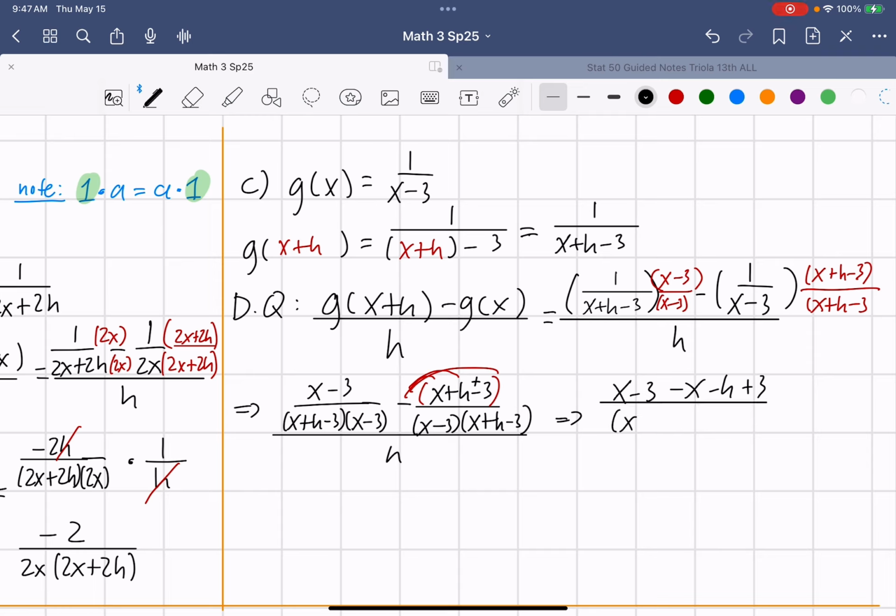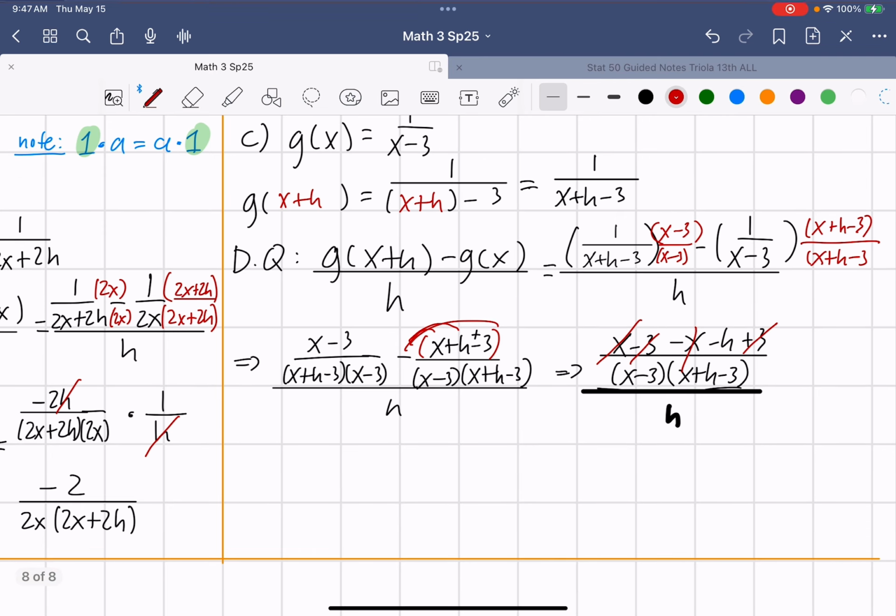And I'm just going to write x minus 3, x plus h minus 3. You have to just pick one. Either write it in this format or that format. But they are the same because of the commutative property of multiplication. Now again, this is all over, this is all still over h. But in the numerator, the x is going to cancel and the 3's are going to cancel.